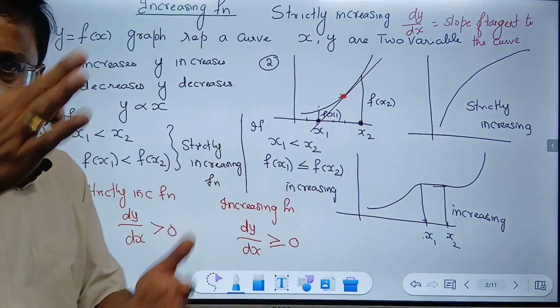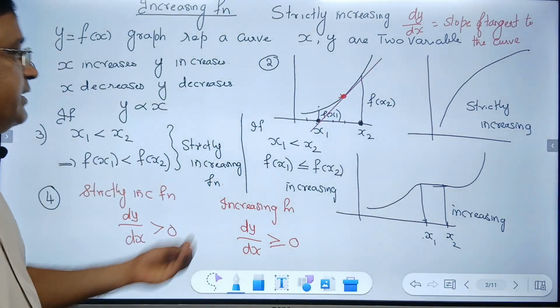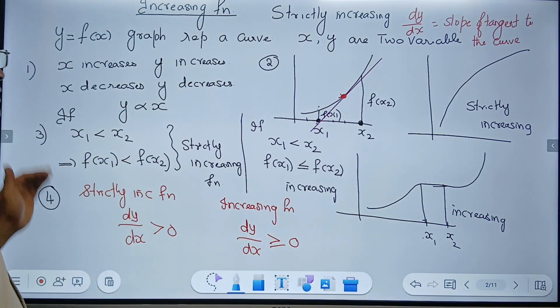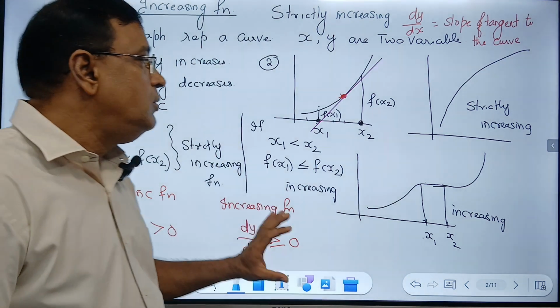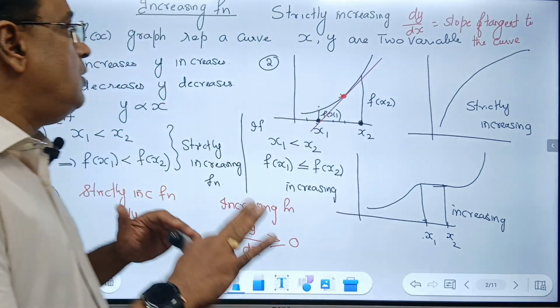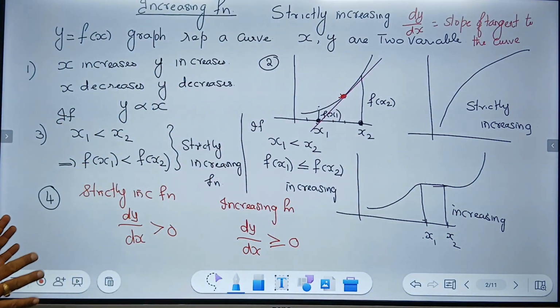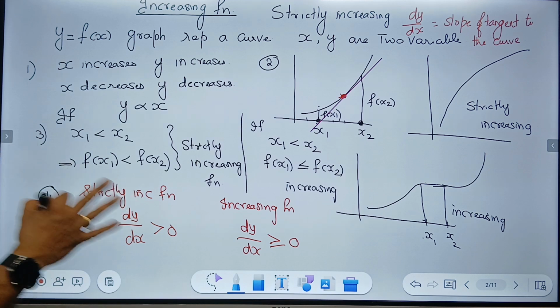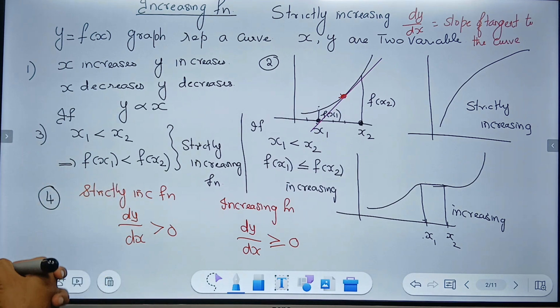No change means 0. So for an increasing function, dy by dx can be greater than or equal to 0. For a strictly increasing function, dy by dx is greater than 0. Okay? So this is how you have to understand increasing and decreasing functions. This is all about increasing functions. Everything that you require for an increasing function, I have written here.